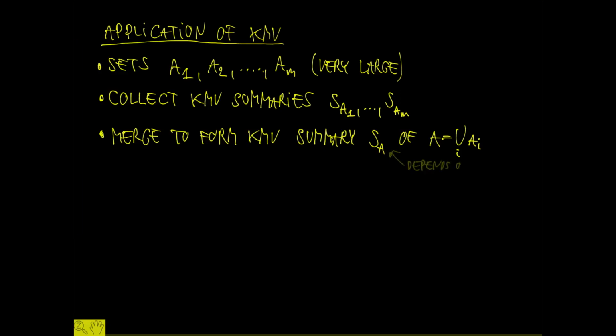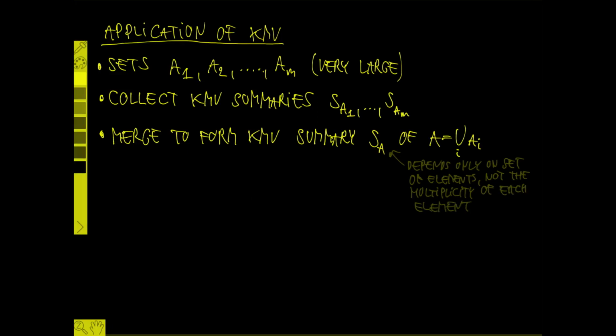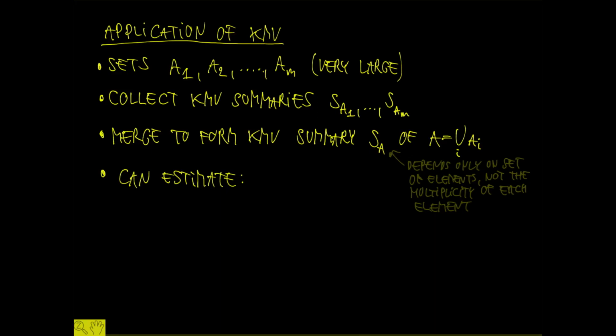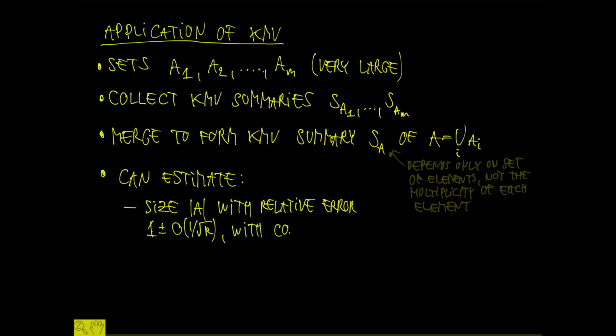So here it's important to note that this summary depends only on the set of elements that exist in the union, not on the multiplicity. So if an element appears several times, we're simply going to eliminate any duplicates that we see. Now we have a summary of the union. We can use it to estimate the size of the union with small relative error. In terms of k, it's 1 plus minus O of 1 over square root of k. And this is going to work with constant probability.